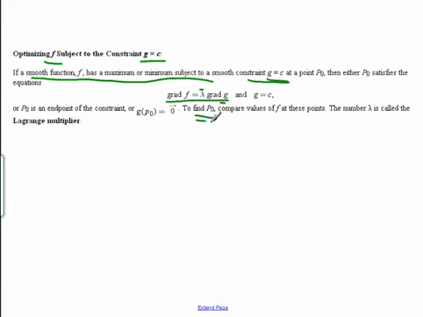In order to find what that point is, our maximum or minimum point, what we need to do is compare values of f at these points to decide whether or not it's a local max or min. And lambda we call the Lagrange multiplier. So we'll look at some examples in a little bit.